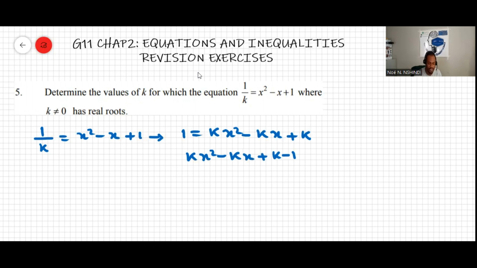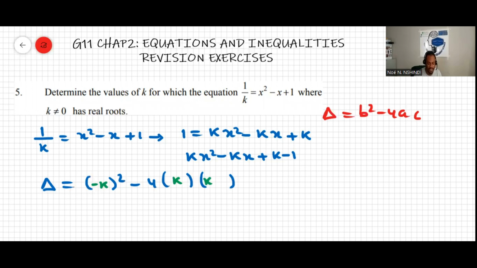Now, delta will be, okay, determine the nature of the roots. We need to do that by the help of the discriminant delta. It is given by b² minus 4ac. So delta will be equal to b² minus 4ac. And I will sub in the values of b, which is -k, a is k, and then c is k minus 1.